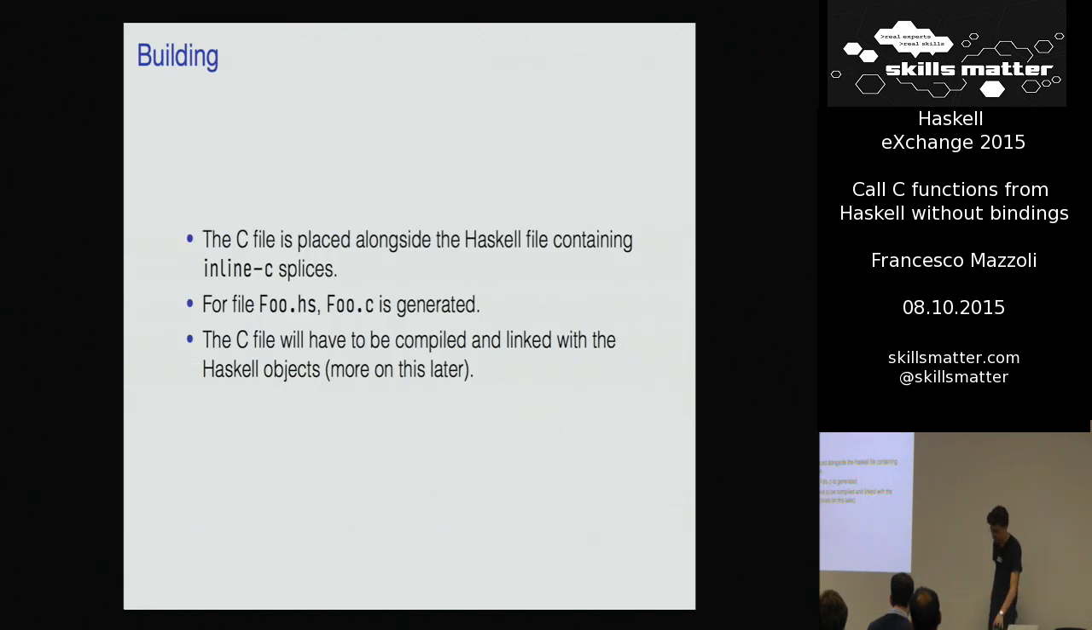Finally, how do we build these things? Well, the C file: we generate for each Haskell file a corresponding C file, which contains all these functions. And it also contains the includes that we included at the top, for example. And it's placed alongside the Haskell file right now. This is sort of icky. I'm not too happy about how the build system works, but it works very well. And then the C file will have to be compiled and linked along with all the other Haskell objects, obviously.